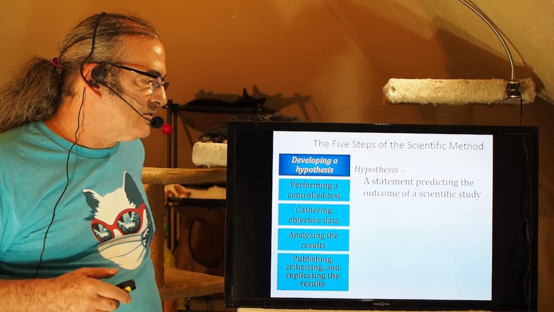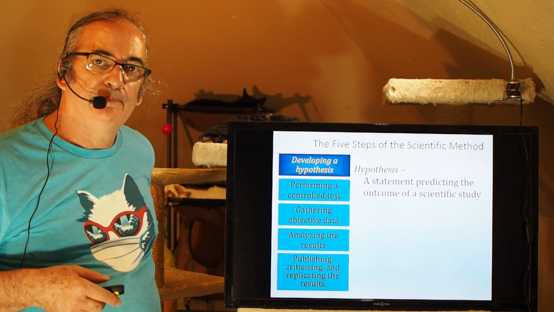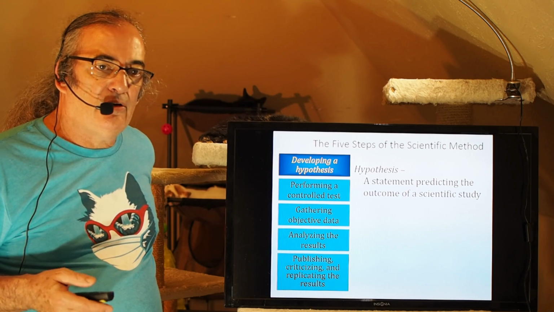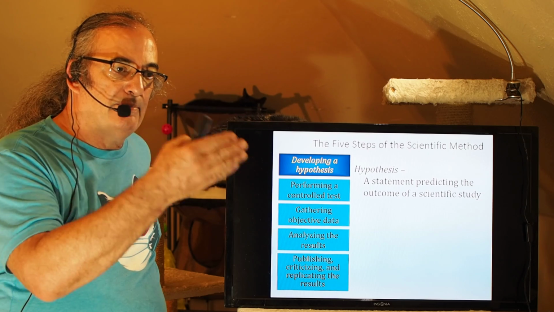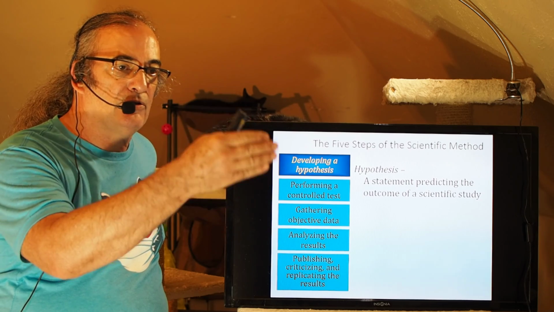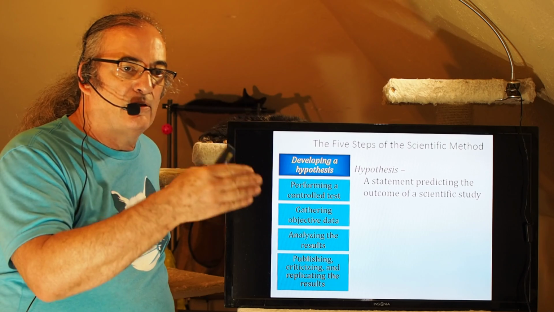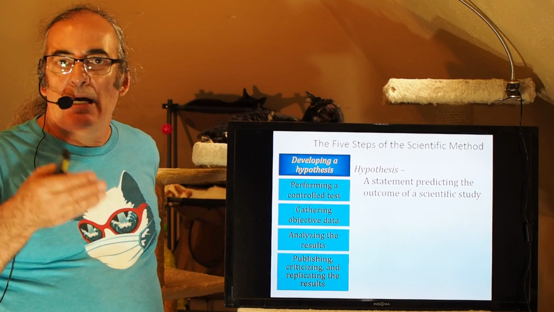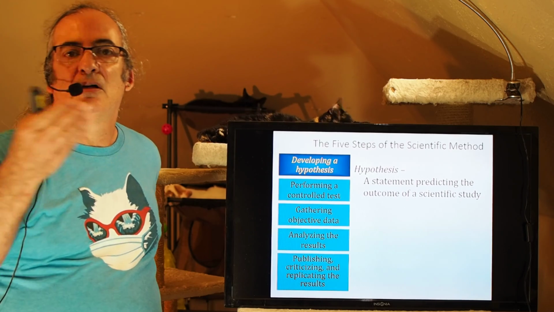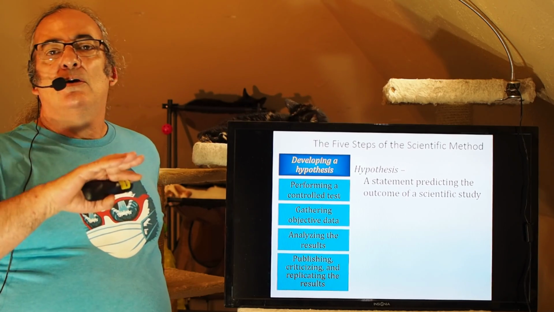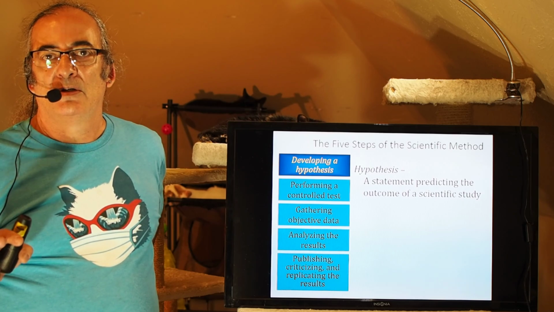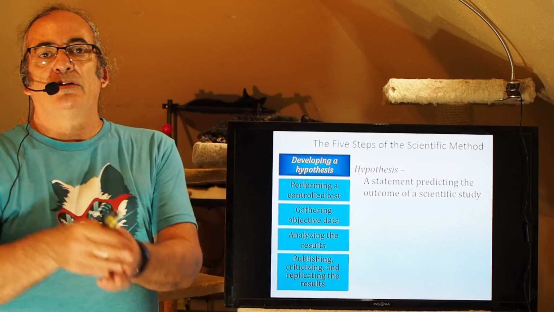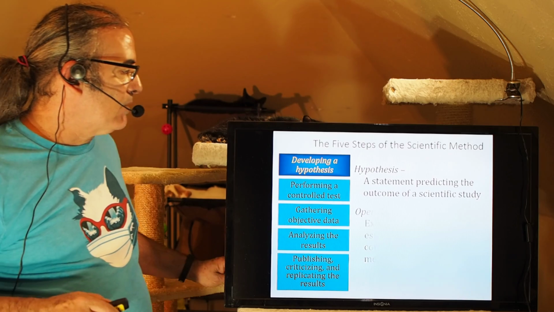So the hypothesis, it's a statement predicting the outcome. It's very straightforward. That is, I expect the people in this experimental condition to do this, and I expect the people in the control condition to do that. And then I gather the data, and either my hypothesis is supported or it's unsupported. Note, we don't prove hypotheses. We develop evidence to support them or evidence to cast doubt upon them.